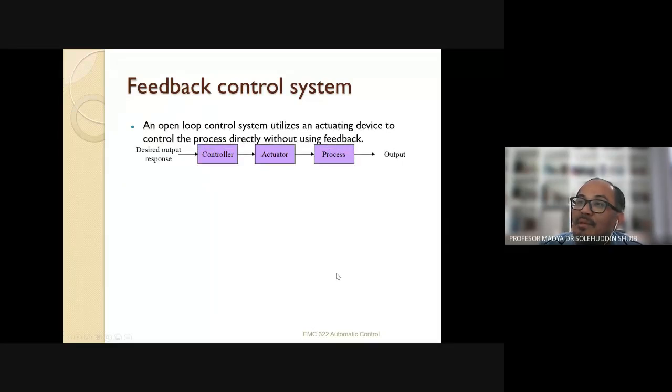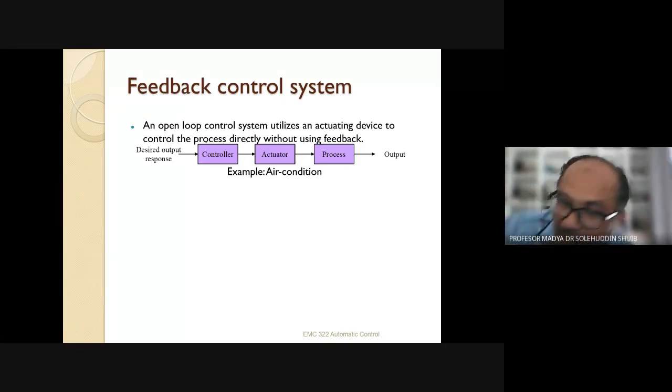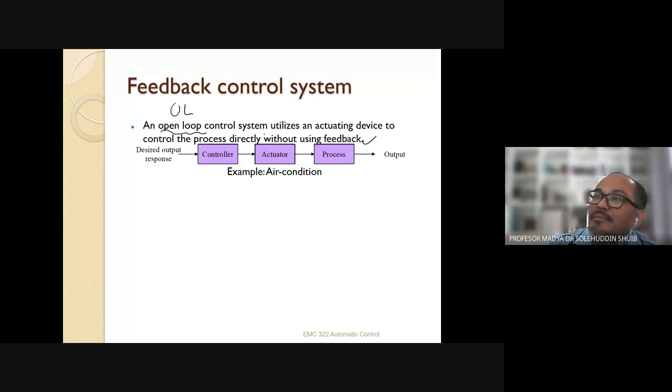Now we proceed with the feedback control. Let me just recap what I mentioned yesterday. This is an example of an aircon, an HVAC system, the one that we are facing every day. Remember yesterday I mentioned open loop system. It utilizes an actuating device to control the process directly, without using feedback. So this is what we call an open loop control system. We have the desired output response, what we want, then a controller, actuator, the process, and then the output. This is an example of an open loop air conditioning.